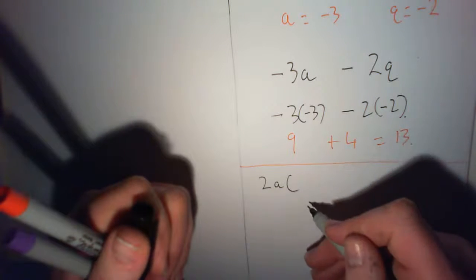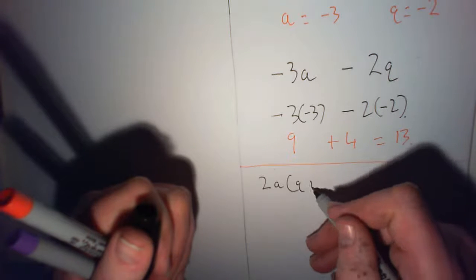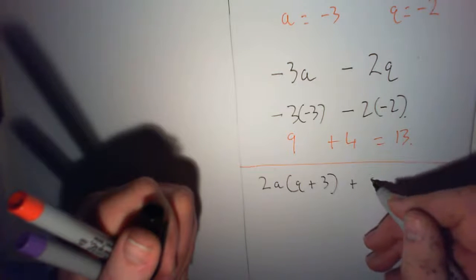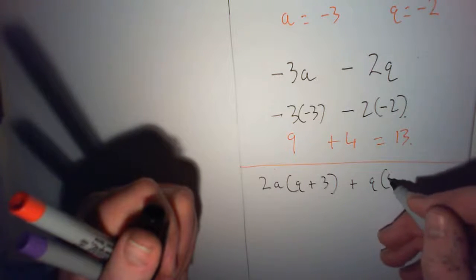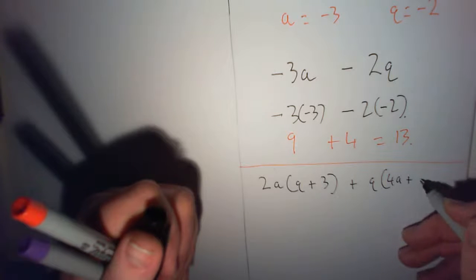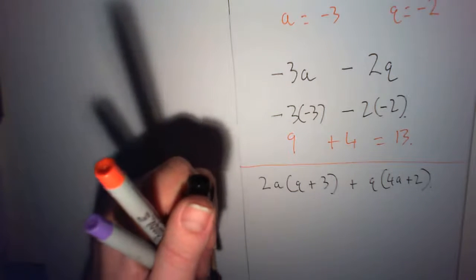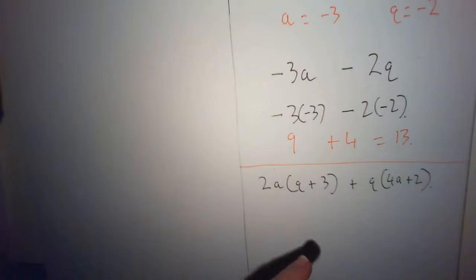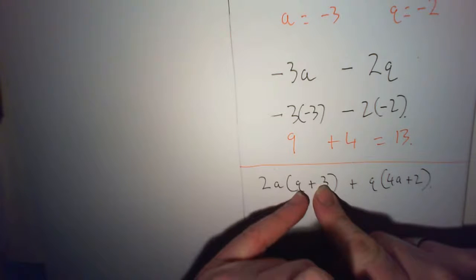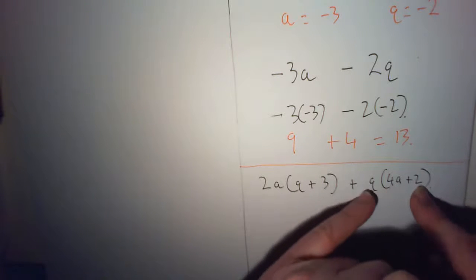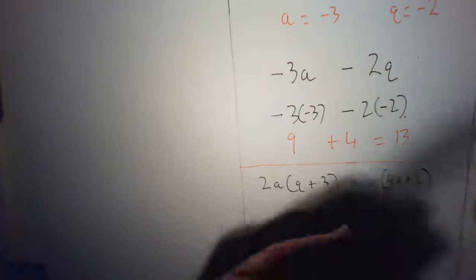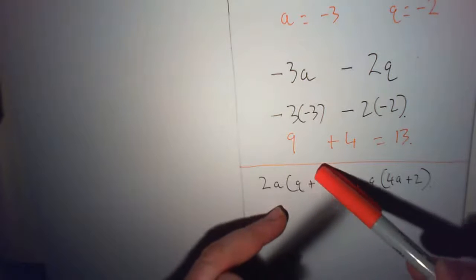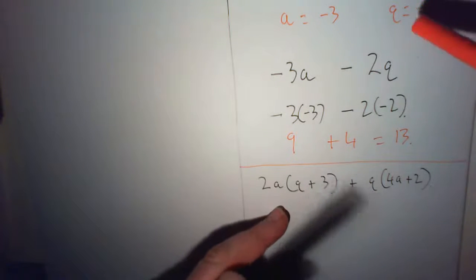2a times q plus 3 plus q times 4a plus 2. Ooh. Now, again, it's up to you which way you want to do it. Personally, I would work out the bracket first and then distribute the 2a, rather than distribute first, because then you'll just get more messy. It's easier to get inside the bracket down to one single number, which you can do by substitution.